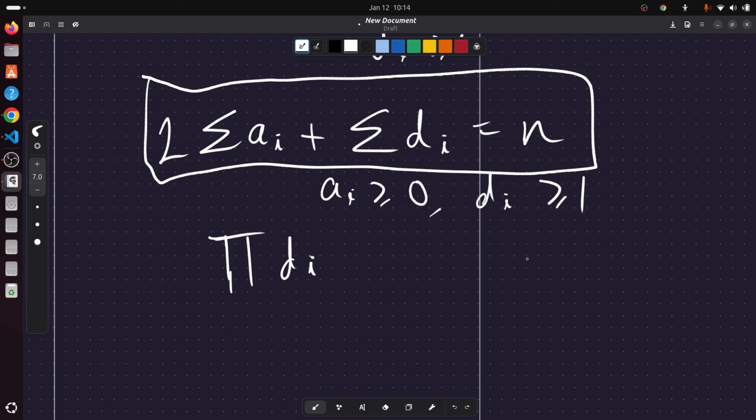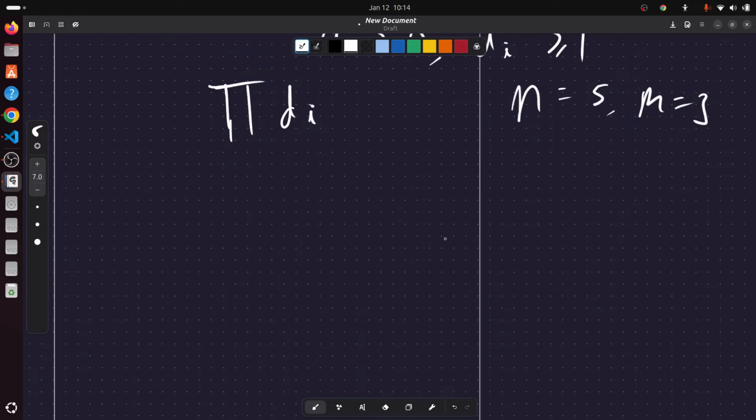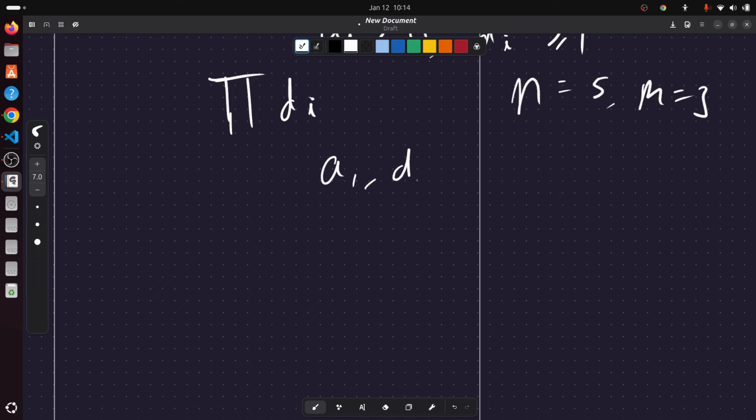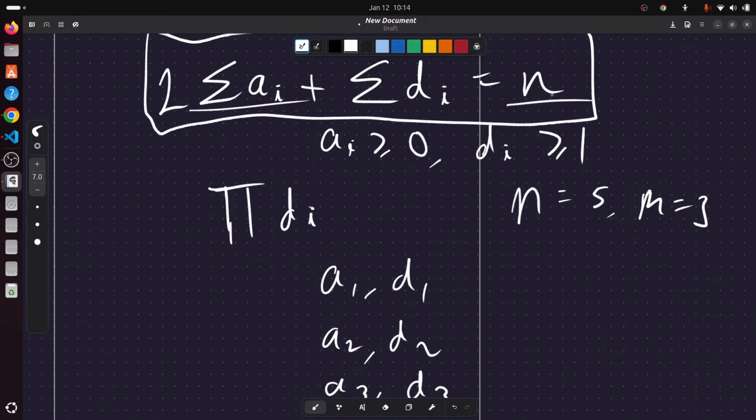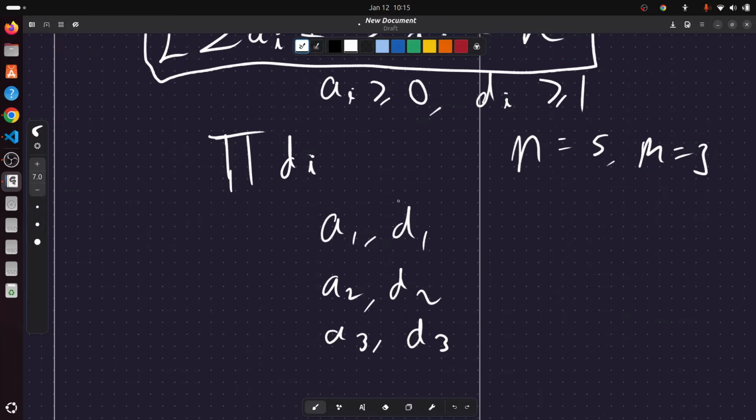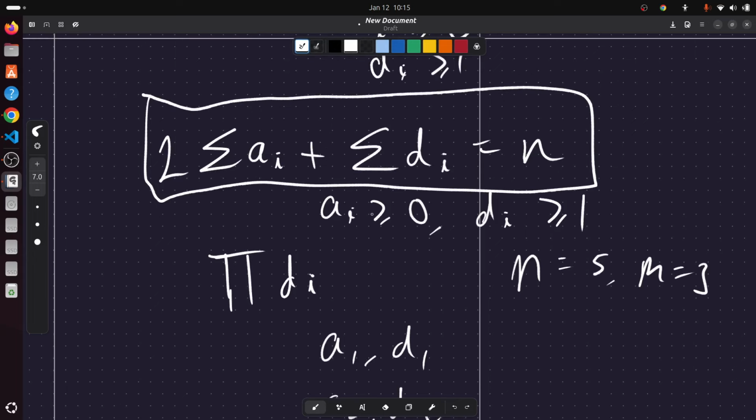For example, if I have n equal to 5 and again m equal to 3. So I have a1 d1, I have a2 d2, and I have a3 d3. So I have to choose an a and a d such that this sum is equal to n, right? And the value for that distribution is the product d1 d2 d3. And over all the distributions, I have to find this product d1 into d2 into d3 and take the sum of that, right?